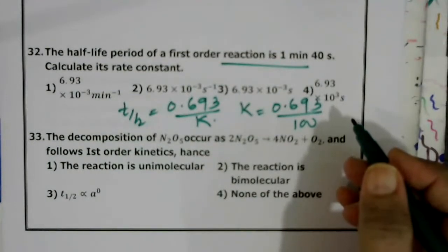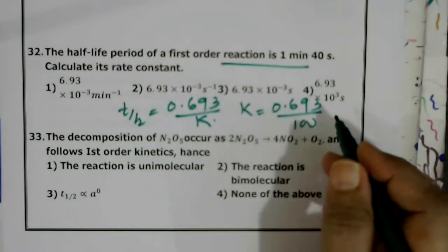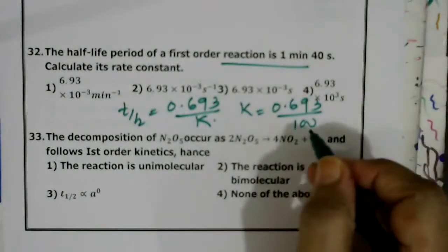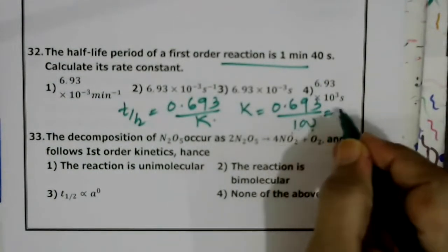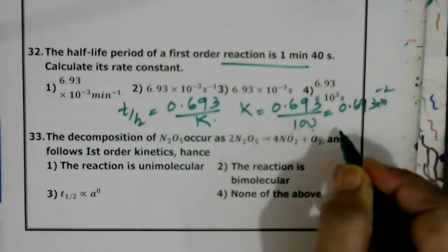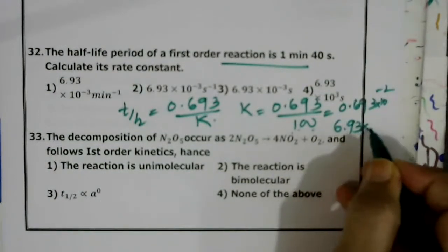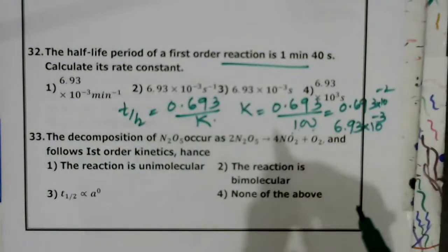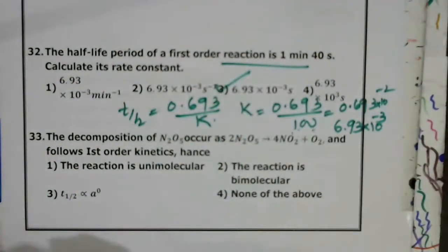So which is the answer? Tell me, children. This will be 100, so here 0.693 into 10 raised to minus 2. We can take it as 6.93 into 10 raised to minus 3. Therefore, the option is the third option.